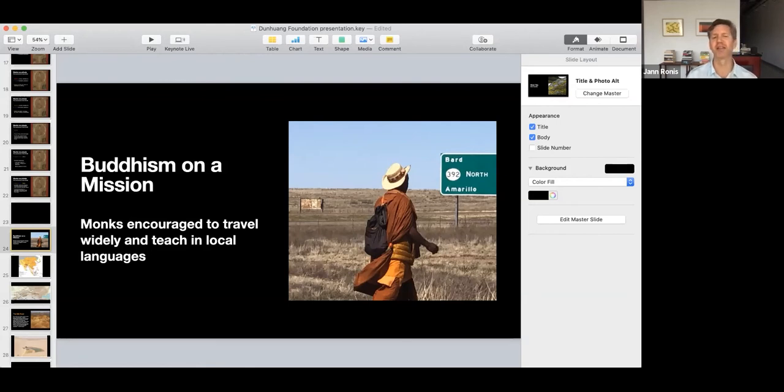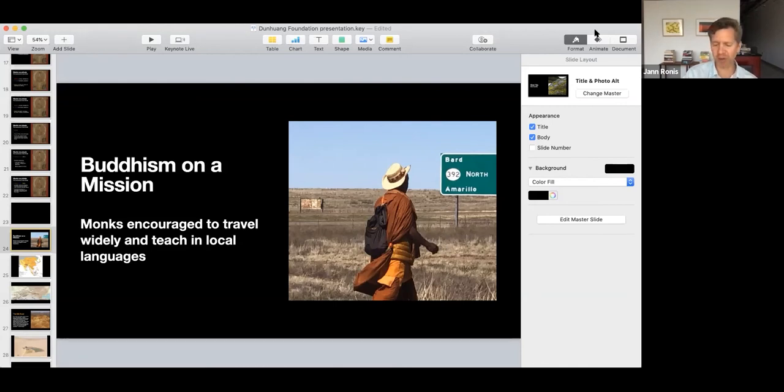So Buddhism on a mission. In other words, Buddhism is a missionary religion. Buddhism would not have spread across Asia, the width and breadth of Asia, and now around the world, if it didn't have a missionary streak.